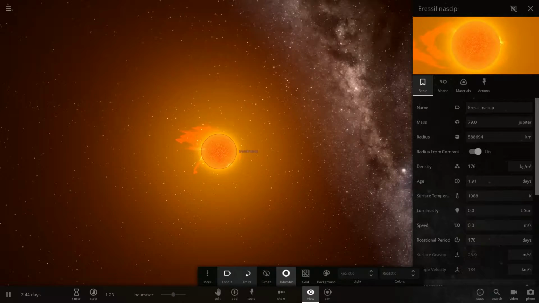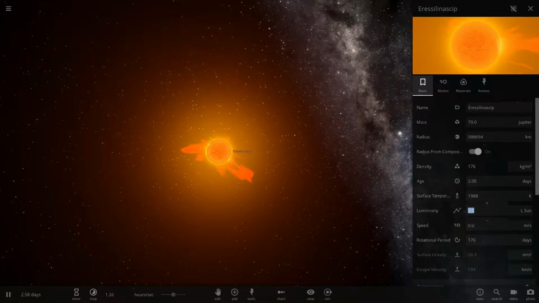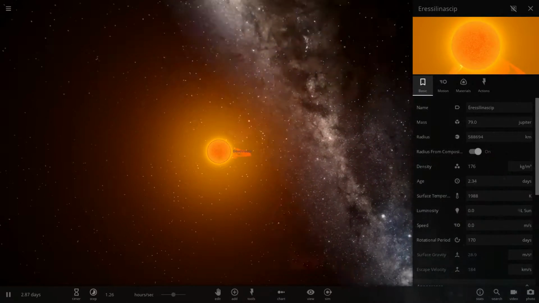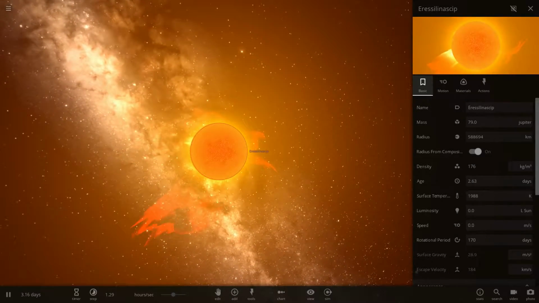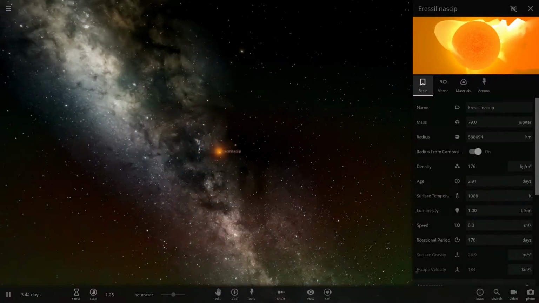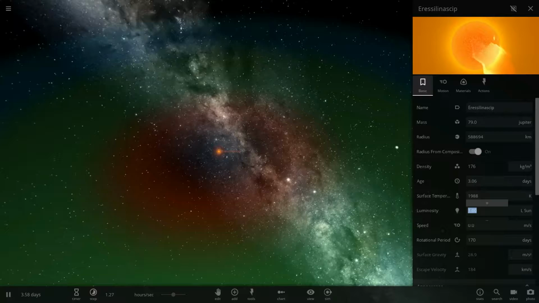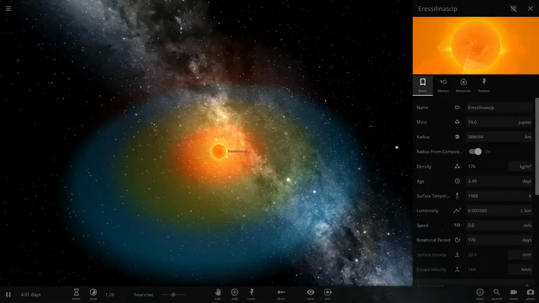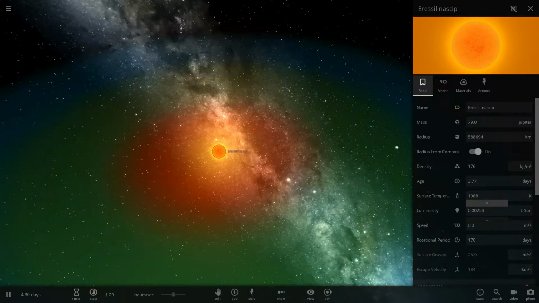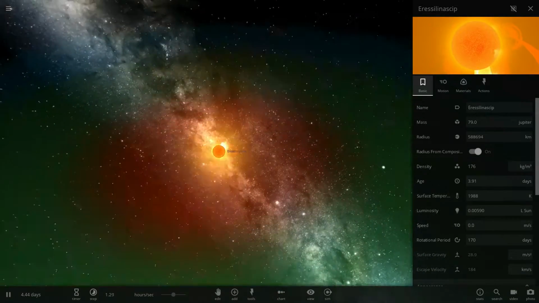Now this is a very flaring star. I mean, seriously, this is running at 1.29 hours a second, and look how many flares it's having. This is horrendously stupid. 0.0025. Boom. Okay, that's a little bit too small. Make it bigger, make it bigger. About there.